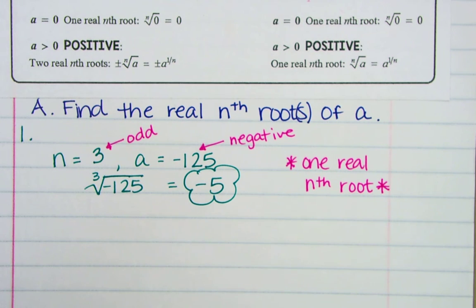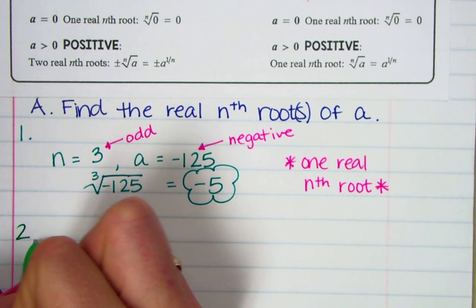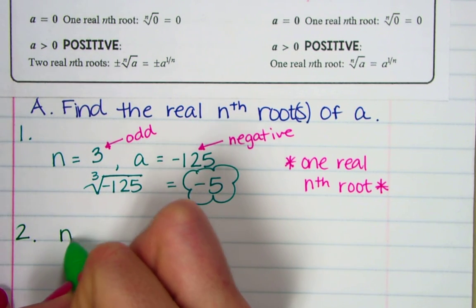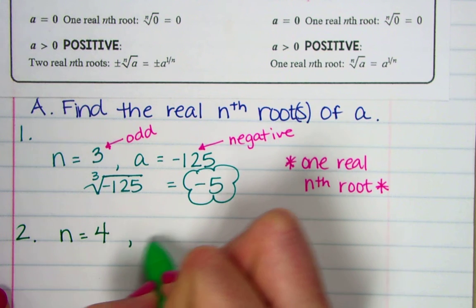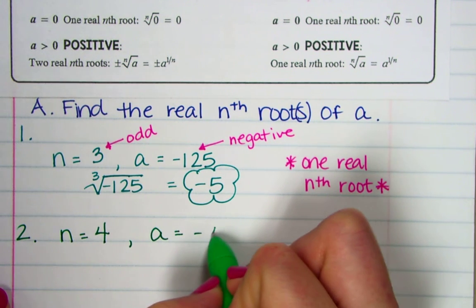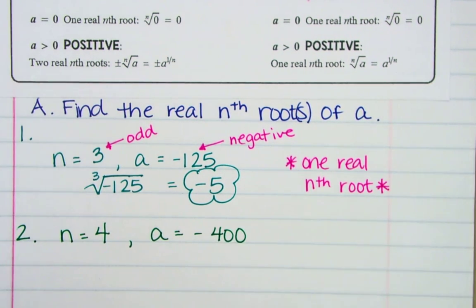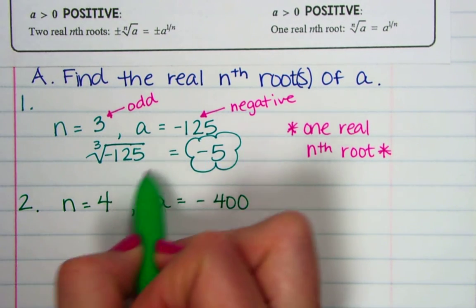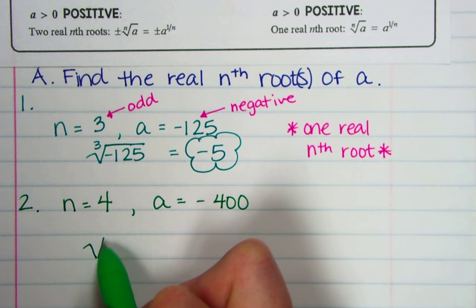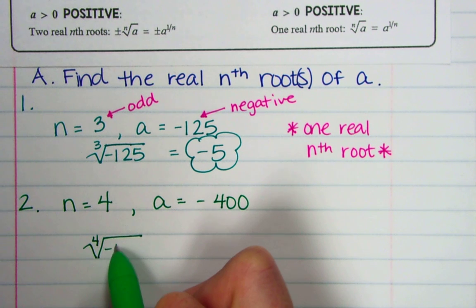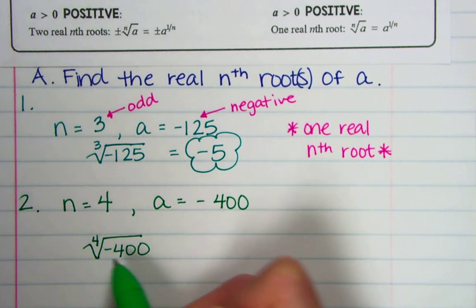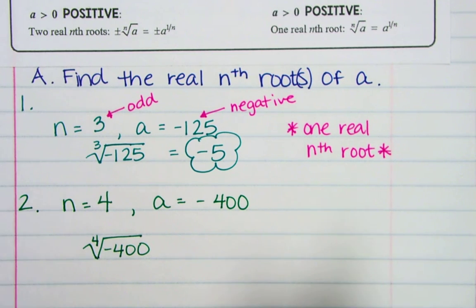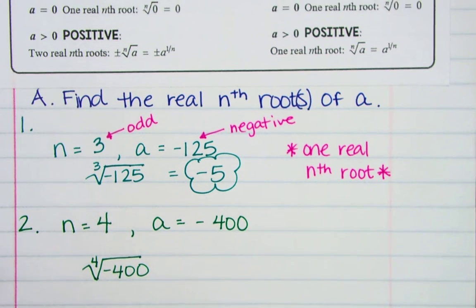Okay, next one, number 2. This one. Let's see, n is 4, and a is negative 400. Okay, so we'll write it in radical form. 4th root of negative 400. And this one also you can check using the calculator. But first, let's decide how many roots are there going to be. Is it even or odd?